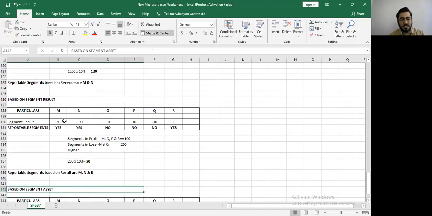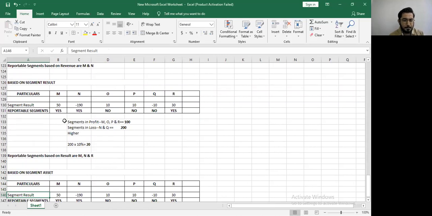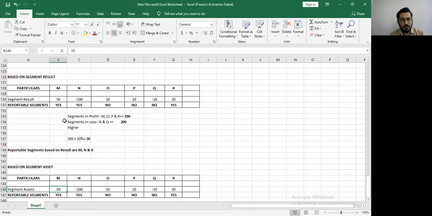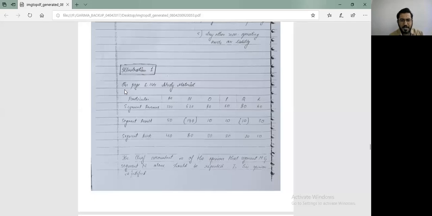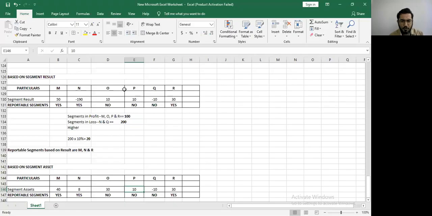Let's go to the next one, based on segment assets. Your segment asset for M is 40, N is 80, O is 30, P is 20, Q is 20, and R is 10. You will need the total over here.